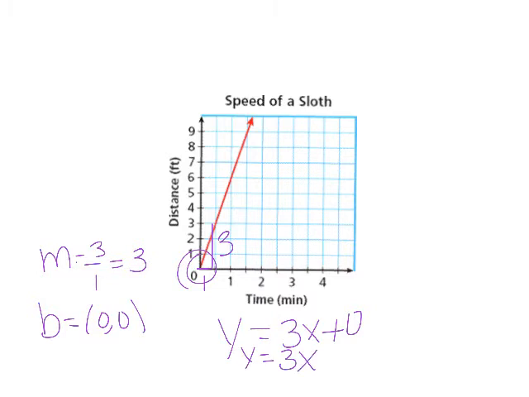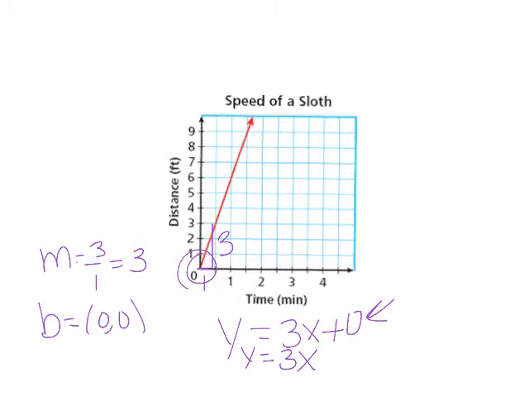Nothing has changed. The only thing that is slightly different here is that this is a special kind of relationship where the y-intercept is always 0. And that's easier than in real life to find, well, what's the speed of the sloth going to be, or what's the distance of the sloth going to be after 25 minutes? It's easier to figure out when your y-intercept is 0 than when it's not 0.